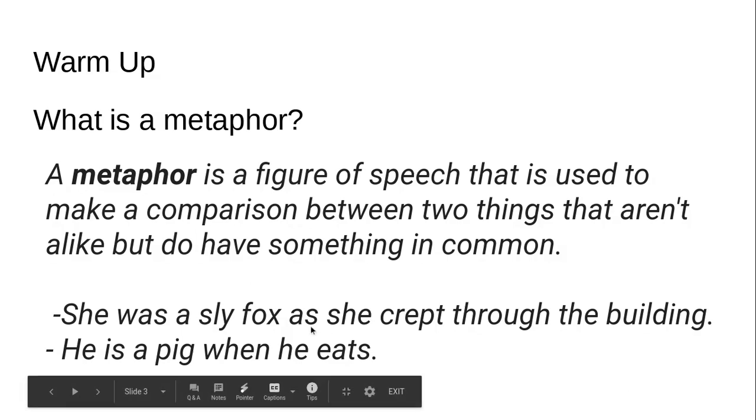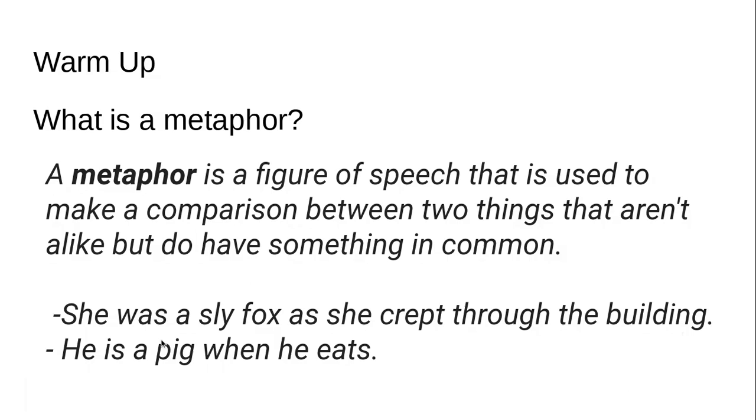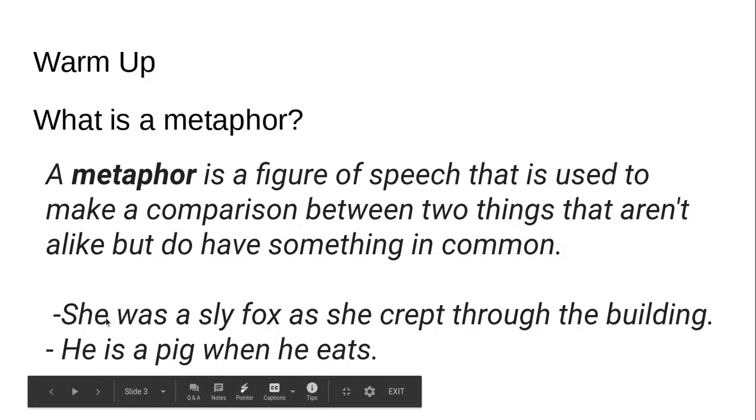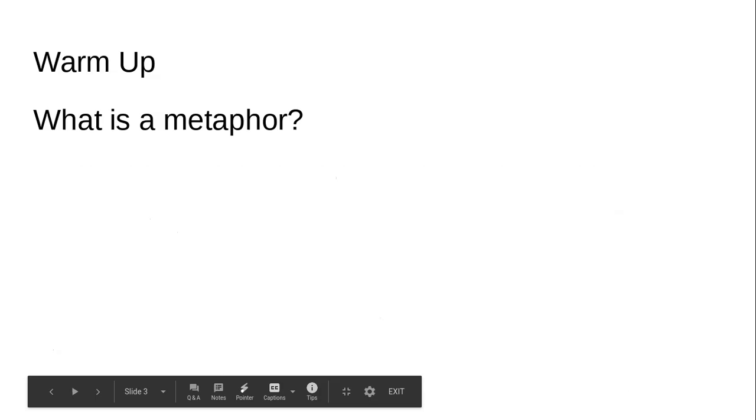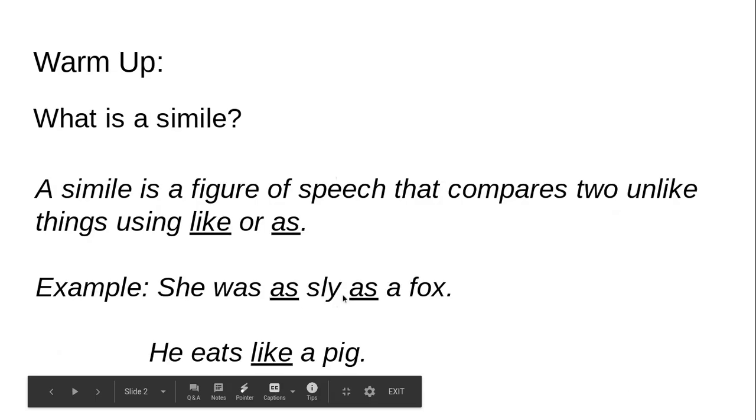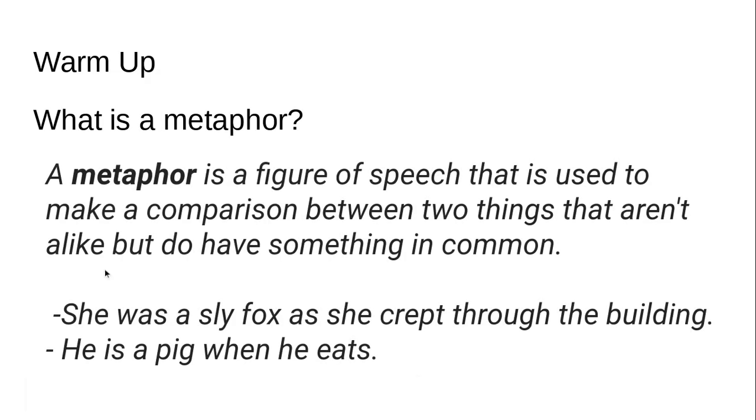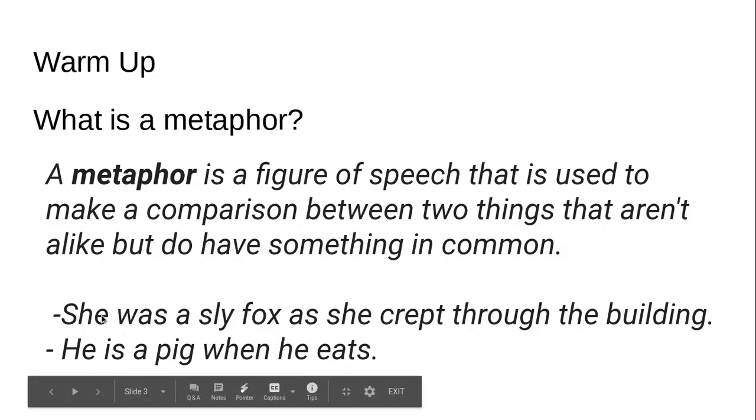She was a sly fox as she crept through the building. What two things are being compared here? So again, she is being compared to a sly fox as she creeps through the building. We're not saying she is as sly as a fox, like we did on the last page. With a metaphor, we're just saying that one thing is another thing, right? She's not as sly as a fox. She's not like a fox. She just is a sly fox. No like or as, but we're still comparing two things.